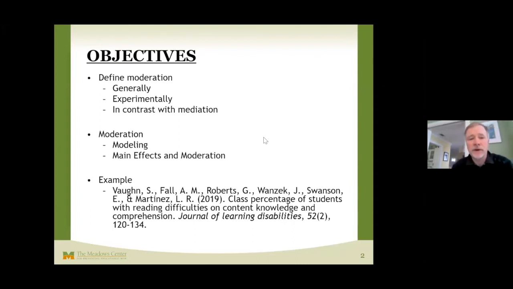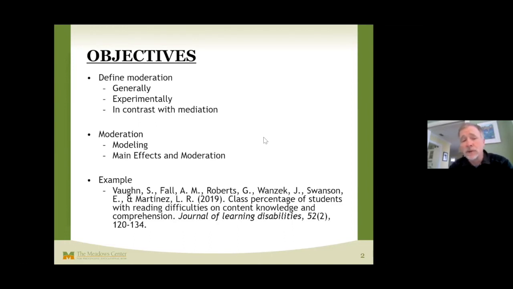I'm going to define moderation in the context of experiments, treatment and BAU types of studies that are randomized. And then I'm going to define moderation in contrast to mediation. There's, I think, still quite a bit of confusion, and rightly so, around those two. And so it may help understand moderation by describing it in contrast to mediation.